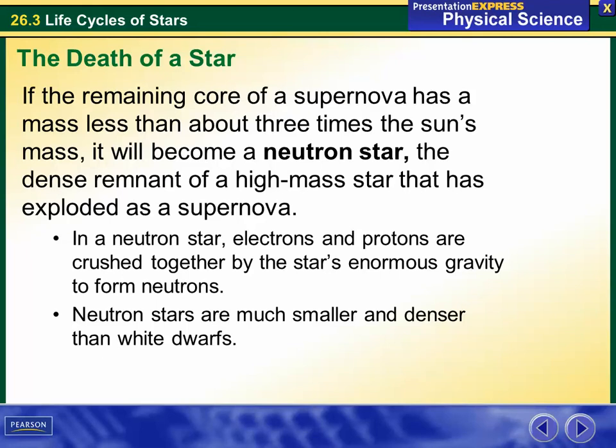A neutron star is the dense remnant of a high mass star that has exploded as a supernova. So the most massive stars don't form neutron stars. These are kind of like one step up from the sun. In a neutron star, electrons and protons are crushed together by the star's enormous gravity to form neutrons, and then they're much smaller and denser even than white dwarfs. So neutron stars are small, dense things, protons and electrons smashed together to form neutrons, a very dense area.